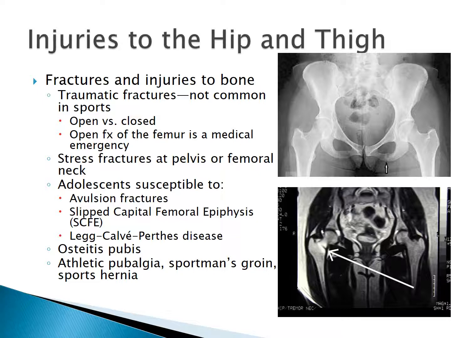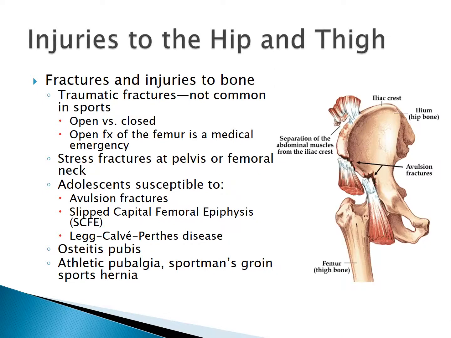These stress fractures are common in female distance runners who may have nutritional deficiencies and menstrual irregularities. The athletic trainer must consider the possibility of a stress fracture in patients who fit this profile and have unresolved pain in this area. Adolescents are susceptible to a specific group of injuries to the bony structures at the hip as well. Avulsion fractures can occur when the strong muscles that act to flex the trunk or hip pull away from their bony origin or insertion.